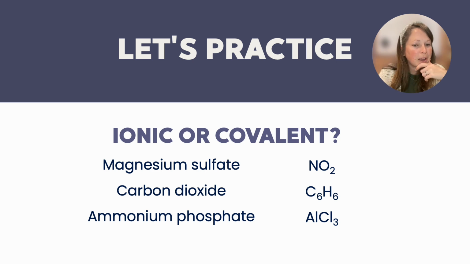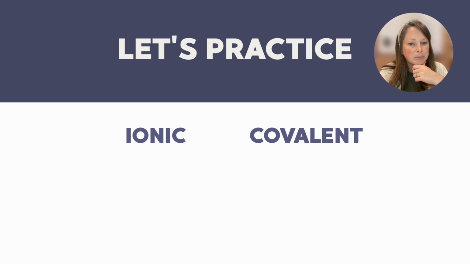Now we're like, okay, what about ammonium phosphate? Number one, what is ammonium? Ammonium is a polyatomic ion. It's NH4 with a charge of +1. What happens in this compound? We have ammonium with a +1 charge, phosphate with a -3 charge. Guess what? We have a transfer of electrons. So even though we don't have a metal in that, ammonium is our exception. That is going to be ionic.